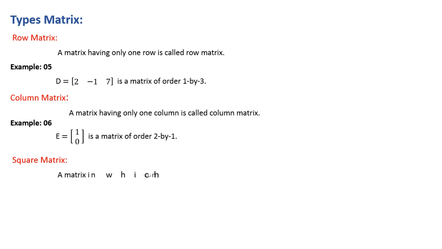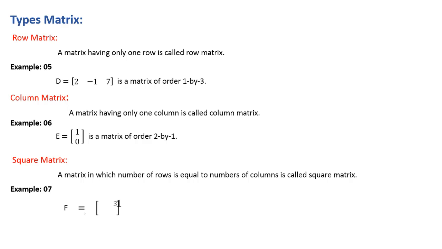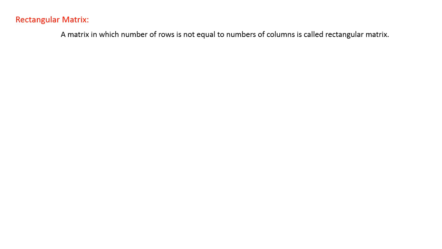Square matrix. A matrix in which the number of rows is equal to the number of columns is called a square matrix. Example, F is equal to the matrix having elements 1, 3, 0 and 2 is a matrix of order 2. Rectangular matrix. A matrix in which the number of rows is not equal to the number of columns is called a rectangular matrix. G is equal to the matrix having elements 1, minus 3, 0, 2, 3 and 2 is a matrix of order 2 by 3.